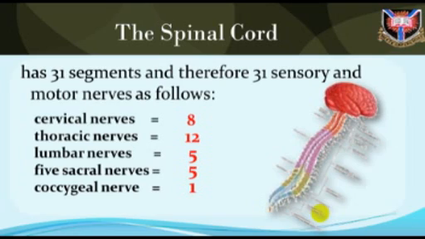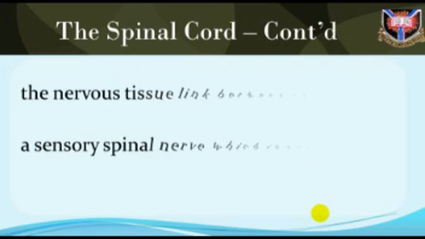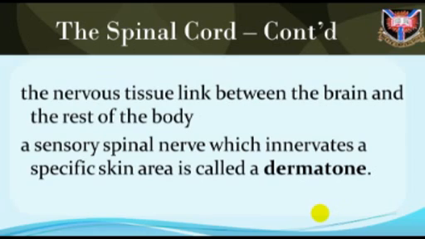From above, there are 8 cervical nerves, 12 thoracic nerves, 5 lumbar nerves, 5 sacral nerves, and 1 coccygeal nerve. A sensory spinal nerve, which innervates a specific skin area, is called a dermatome. The thickness of an area of the spinal cord depends on the density of muscles and receptors in the dermatome attached to it. The spinal cord is the nervous tissue linked between the brain and the rest of the body.